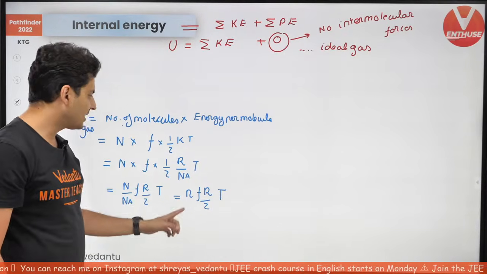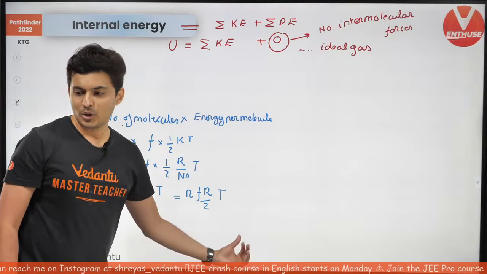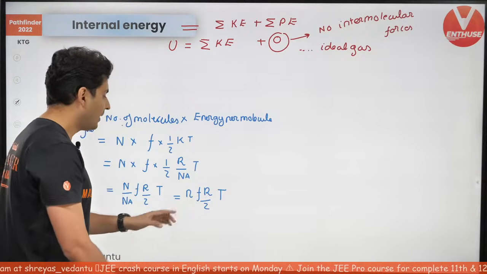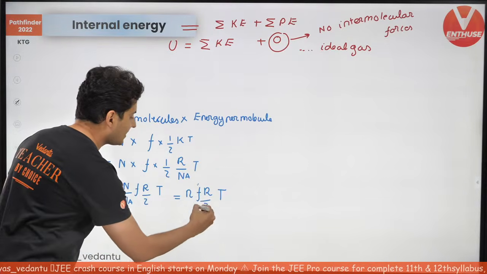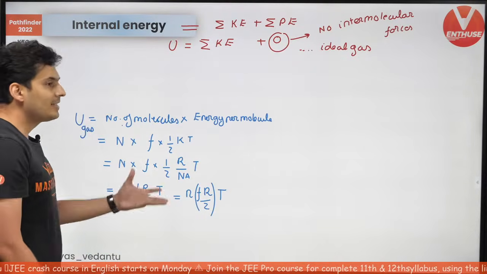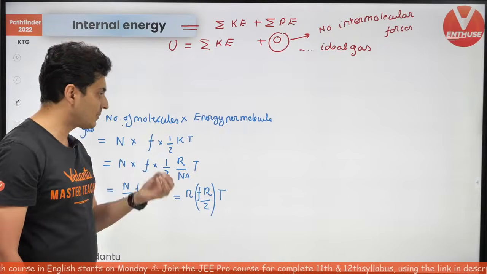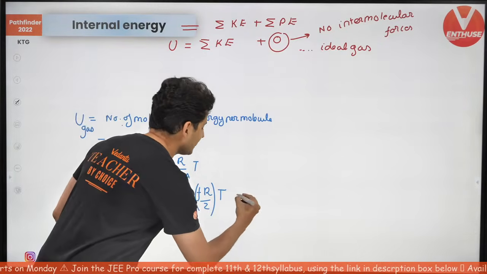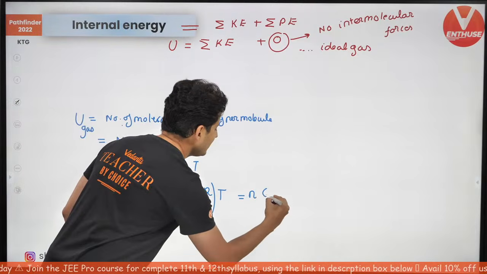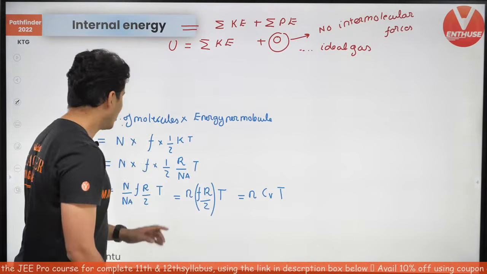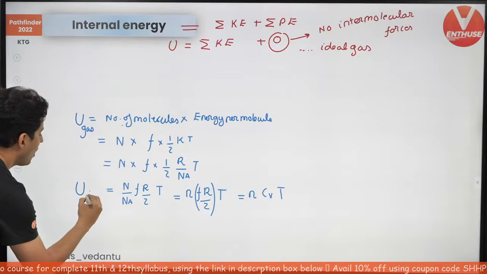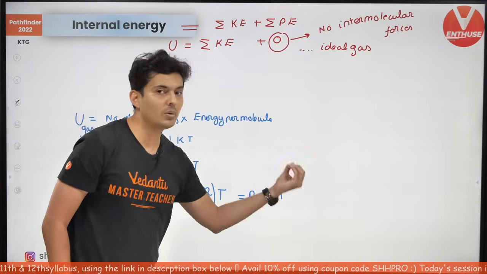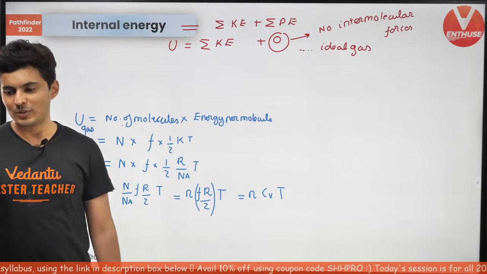Now this is very interesting. What is FR by 2? Do you know what this is? You will see the notes as well in the Telegram channel. This FR by 2 is the CV of the gas, the specific heat capacity. You're going to learn about it in a bit. But yes, this is nothing but nCVT. So the internal energy of a gas is nothing but n into CV into T.